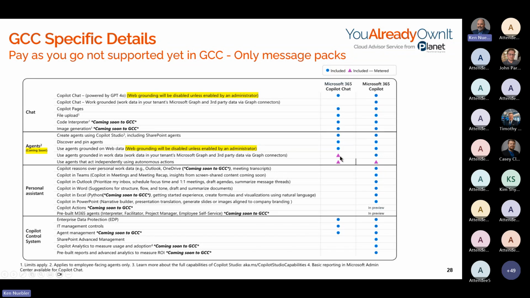Again, chat users are going to get charged. They're going to have a message pack of the 225,000 messages if you want to actually start doing some of this stuff that's tied to the tenant graph. And then anything that's autonomous action agents, both of these, the Copilot licensed users as well as the chat users, would be hit with a metered charge for that as well. So I hope this was helpful.